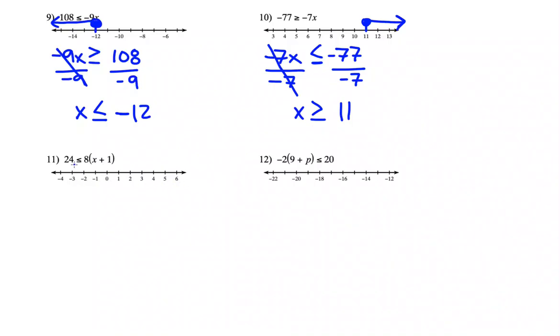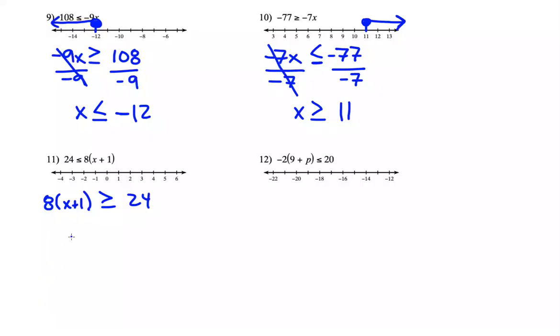All right, number 11. Once again, I'm just going to flip it around to get my variable on the other side. So I have 8 times x plus 1, and on this side I have 24, and the 8 times x plus 1, that's the bigger side. That's the one that the alligator is eating. So I'm going to put it like that.